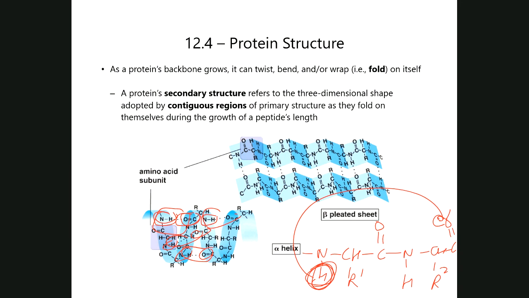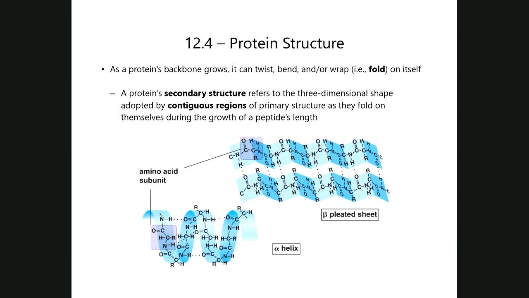The second possibility is that two strands of the protein, as it's growing, will align themselves with each other. So this would be like two spaghettis stretching themselves out and touching each other sideways, and the next one comes in and the other one comes in and the other one comes in. So it's like a sheet. They form a sheet, okay?